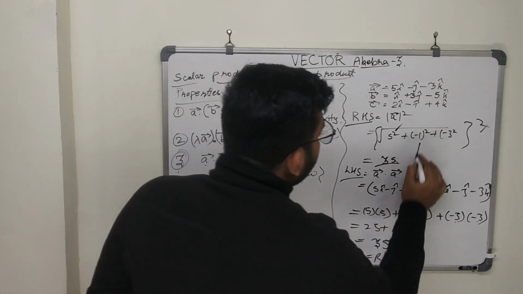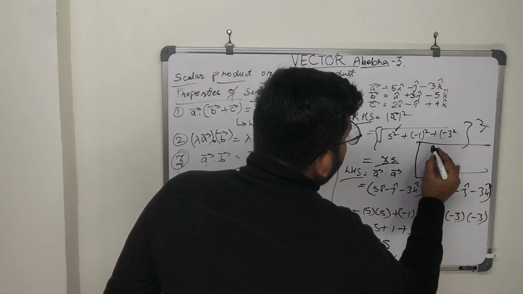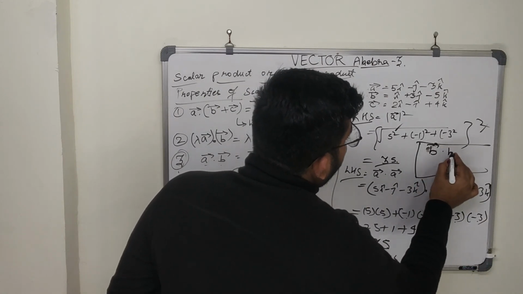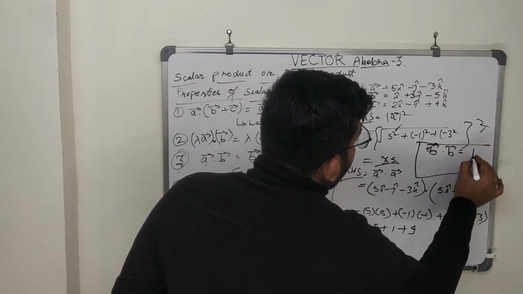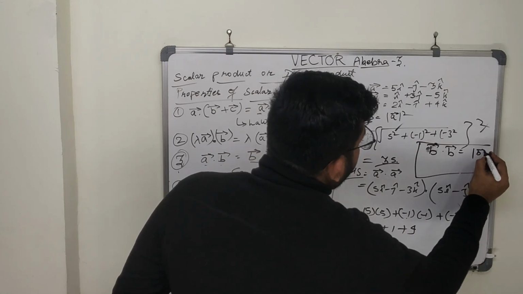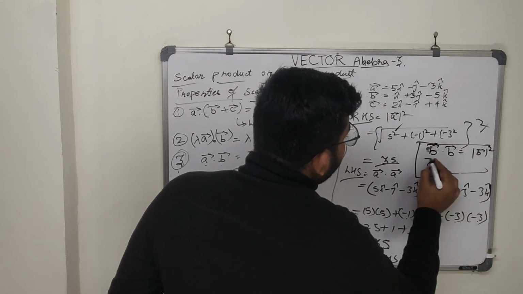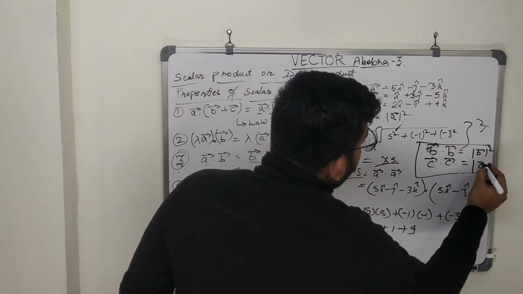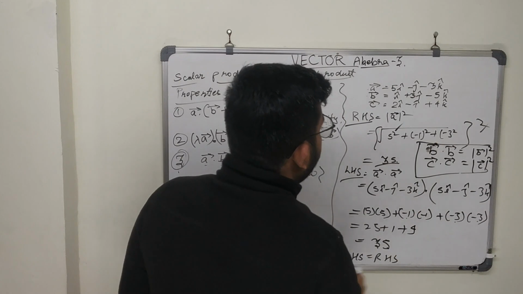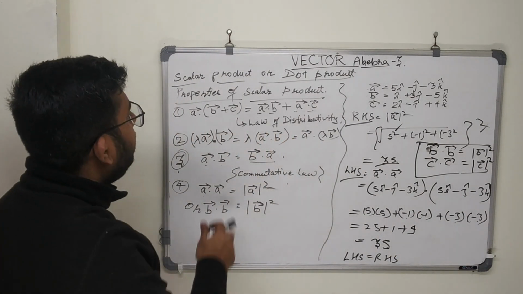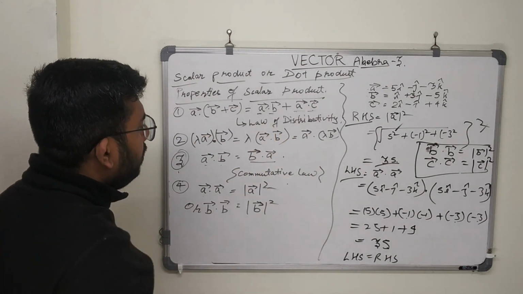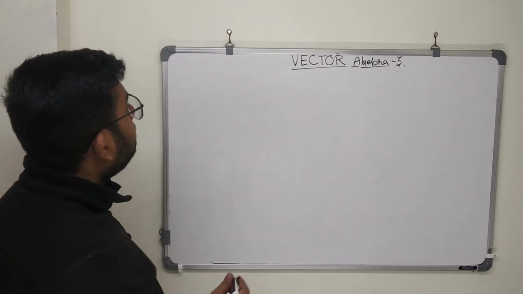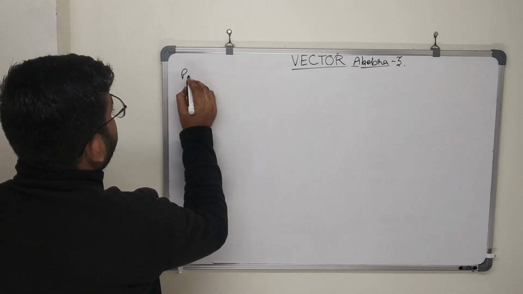Similarly we can also find b dot b will be equal to the square of the magnitude of b vector, and similarly c vector dot c vector will be equal to the square of the magnitude of c vector. So in this way we have completed the properties of scalar product. Please note it down. So now the next concept is projection of a vector.